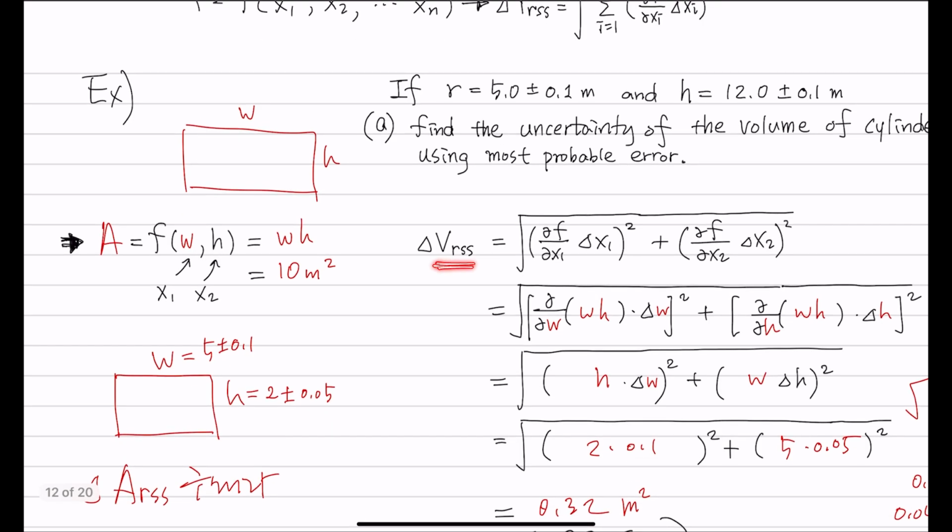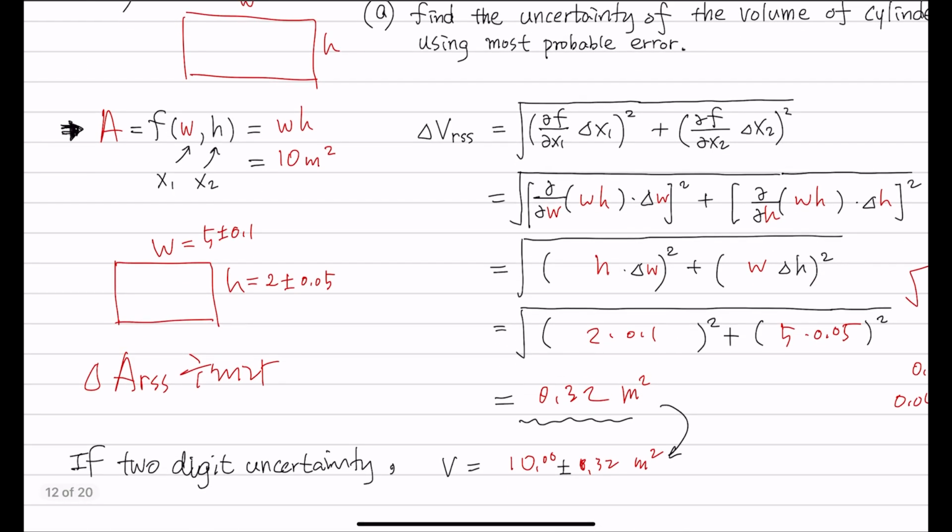And for this RSS, this is the equation. So for this function, we find the derivative for the first variable, derivative for the second variable, the uncertainty for the first and second, and then we square those, and put a square root like that. So this function was nothing but w times h. So we put w times h here, and the derivative with respect to w is nothing but h. For this one is nothing but w. So from here, you can just plug in these 10, 5, 2, 0.1, 0.05, like down there, and you're going to get this value.